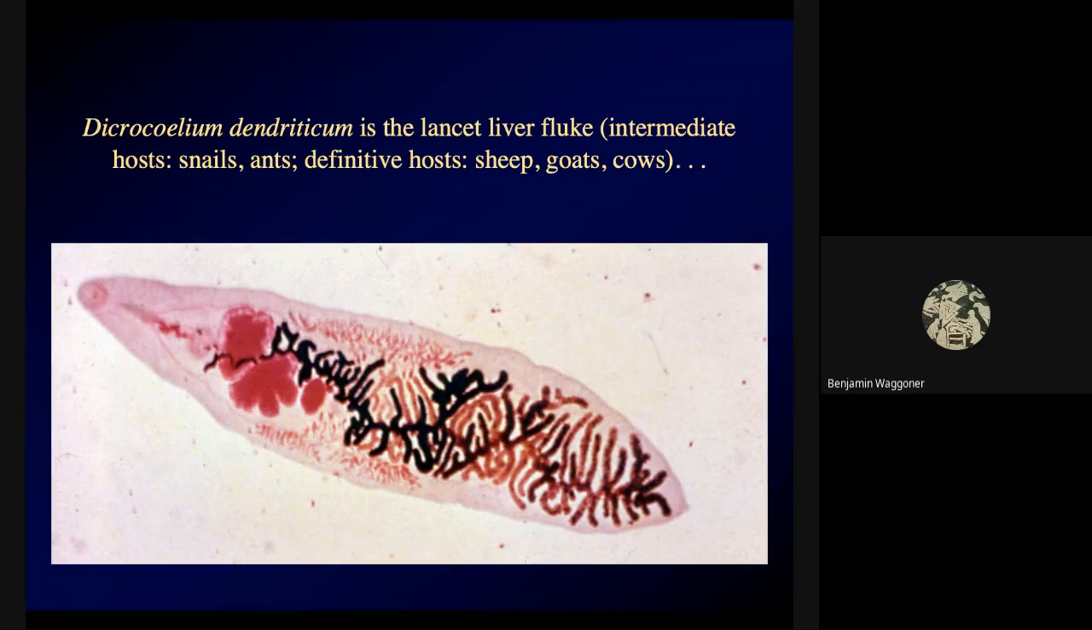Those pinkish things towards the front are the testes. All of the brown branching stuff that you're seeing, that's all going to be ovary and uterus. And then to the left and the right, faintly staining, you can see those yolk glands, the vitellaria.